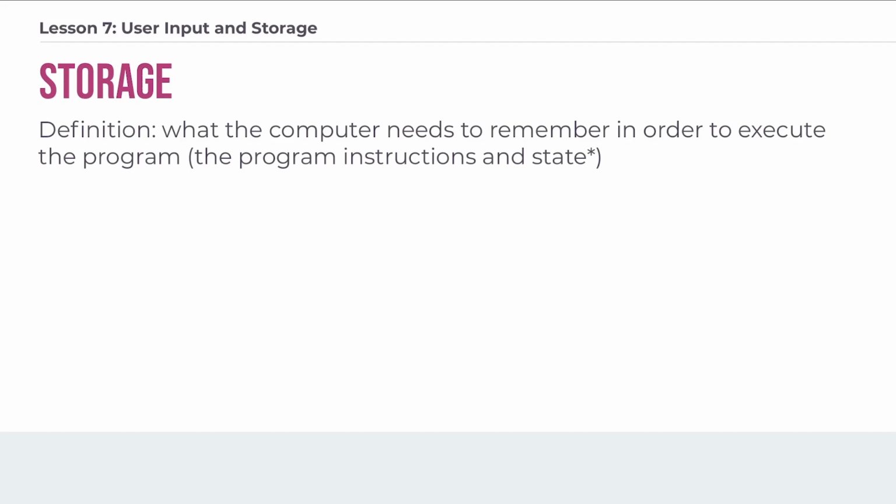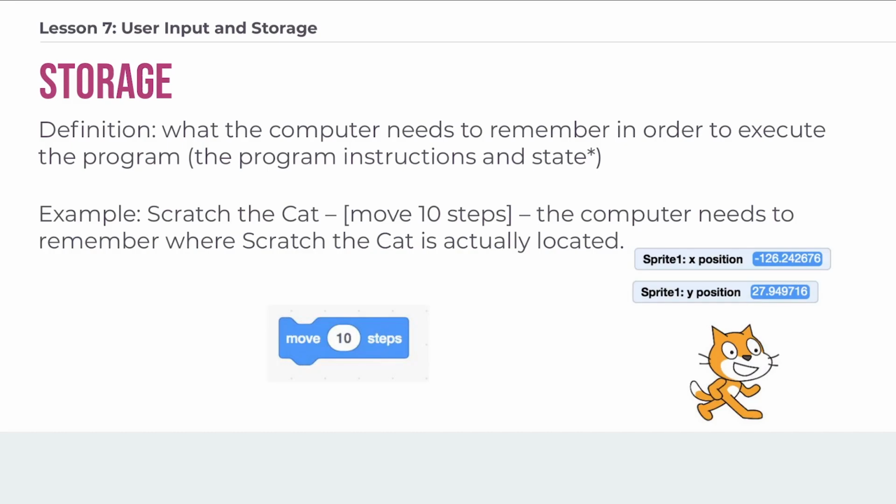But just as a quick example right here, Scratch the Cat, the move 10 steps command requires that the computer has to understand where the sprite is so that it can move 10 steps in whatever direction the sprite is facing. So if the sprite is facing right, that 10 steps is going to change the X position. It's going to move to the right relative to the X axis. So the computer has to know both where the sprite is and the instruction of how many pixels it's supposed to move.